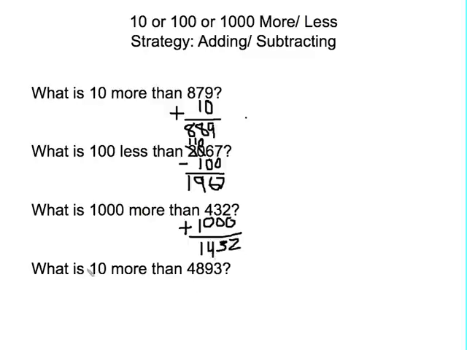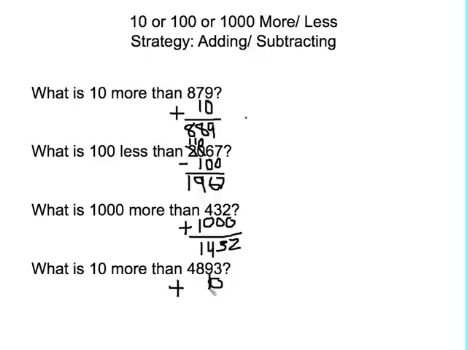This last one again, what is 10 more than 4,893? If it's more, am I saying adding or subtracting? You are correct if you said adding. Now where do I put the 1 under? Does it go under the 4, the 8, the 9, or the 3? I agree if you said 9. Can you tell me why? You're right, this is the tens place value, and I want to add 1 ten, so I need to make sure that my 1 goes here, and my 0 ones go over here.